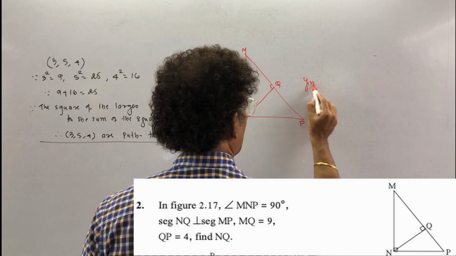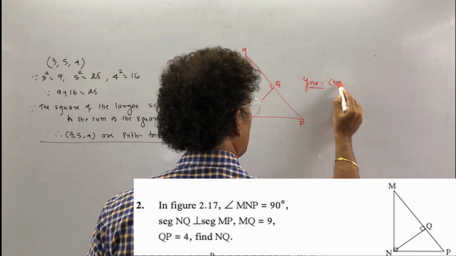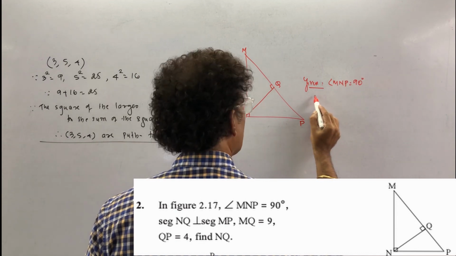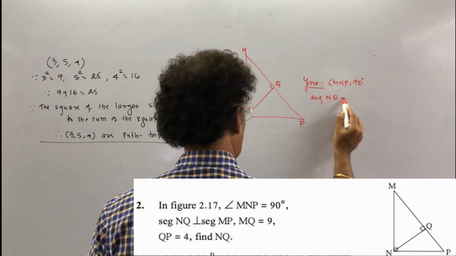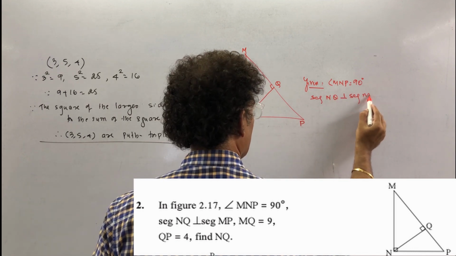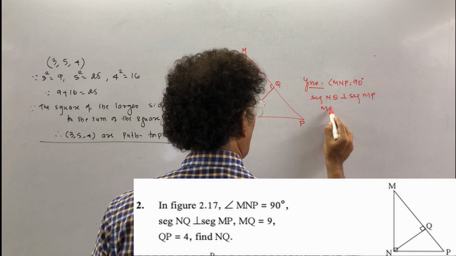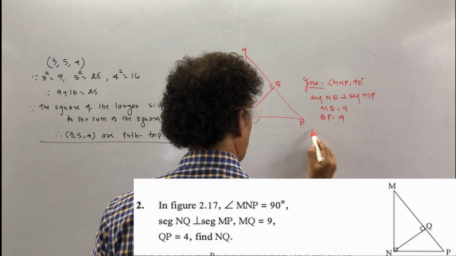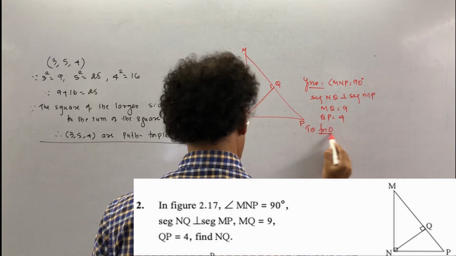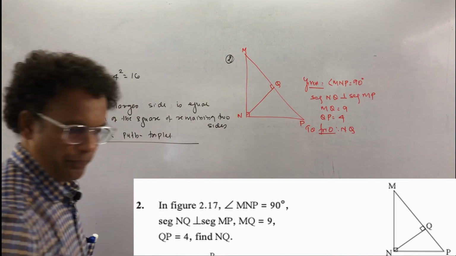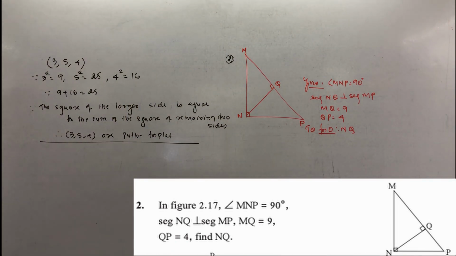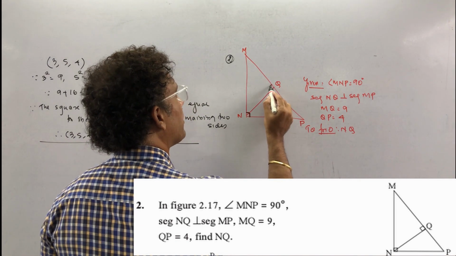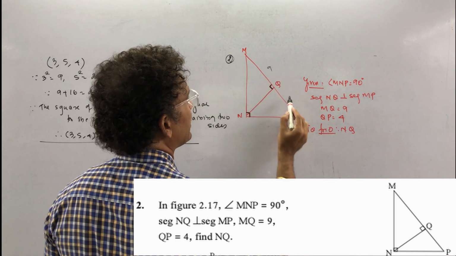आई सेड हैविंग ओवर ये गिवन में दैट इज एंगल MNP is equal to 90 degree. Then we get segment NQ is perpendicular to segment MP. You got MQ is equal to 9. Afterwards I'll write on the board. This is equal to 4, and what we need to find is NQ. Very simple. Now check everybody what they are given. We'll write one by one. ये 90 डिग्री है, ये यहाँ पे परपेंडिकुलर है, ये MQ बचा 9 है, ये कितना है 4.